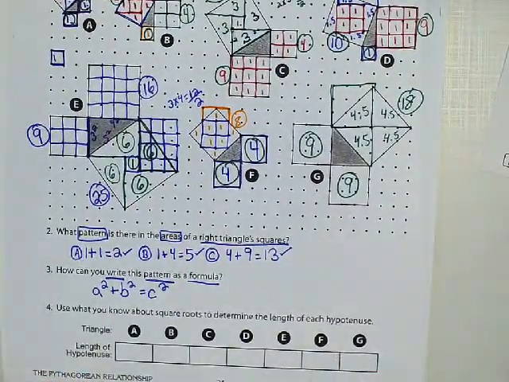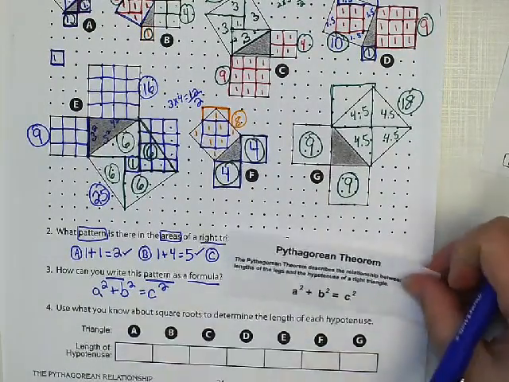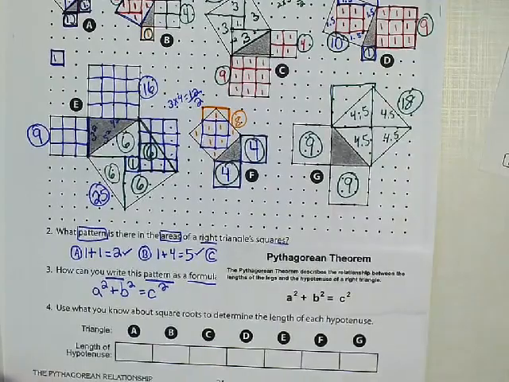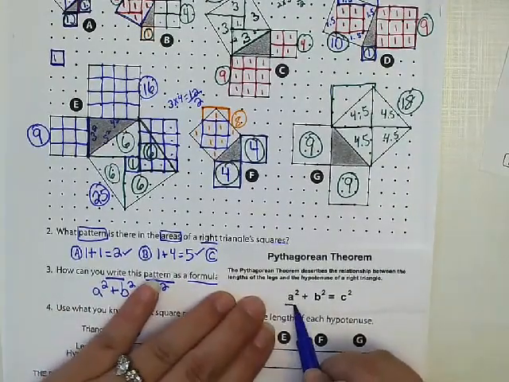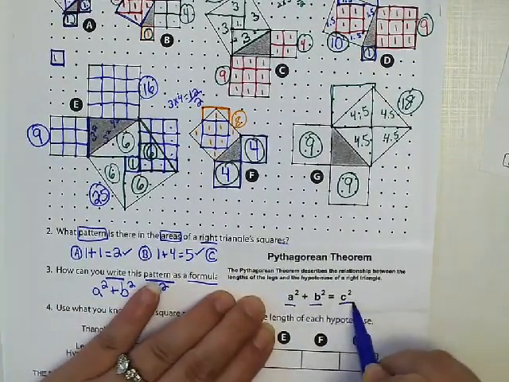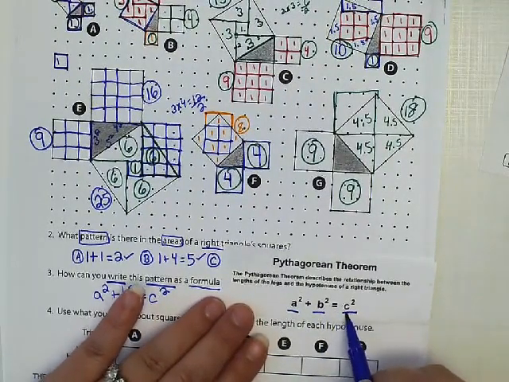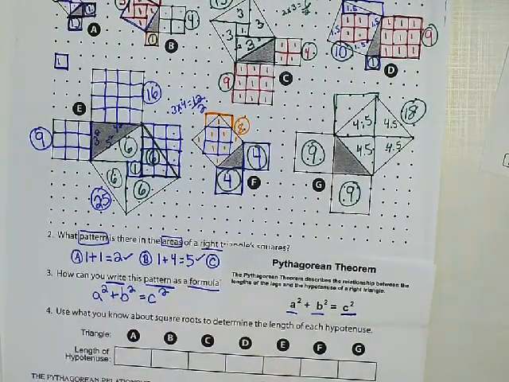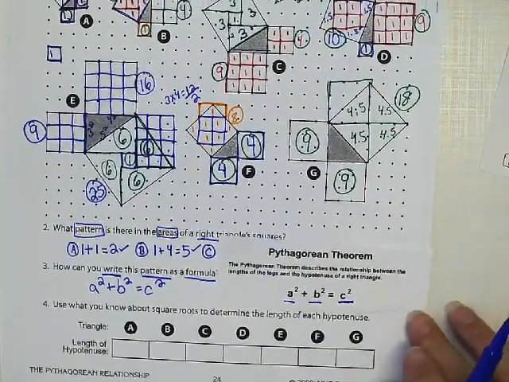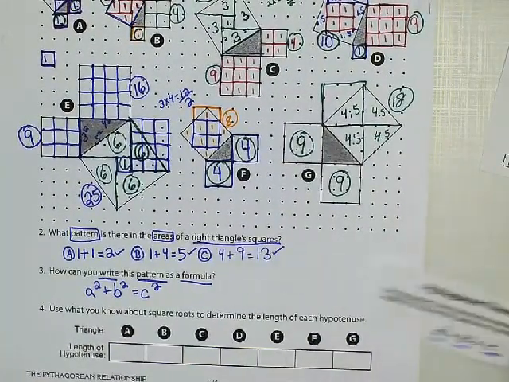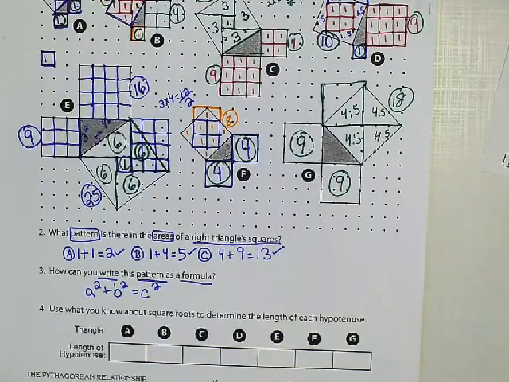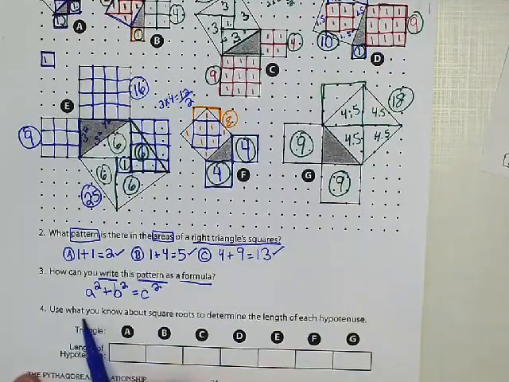So the Pythagorean theorem states this. It describes the relationship between the length of the legs and the hypotenuse. If you take the length of each leg and square it, it will be equal to the hypotenuse squared. So now that we know that, at the bottom, it wants us to find the length of the hypotenuse. So use what you know about square roots to determine the length.